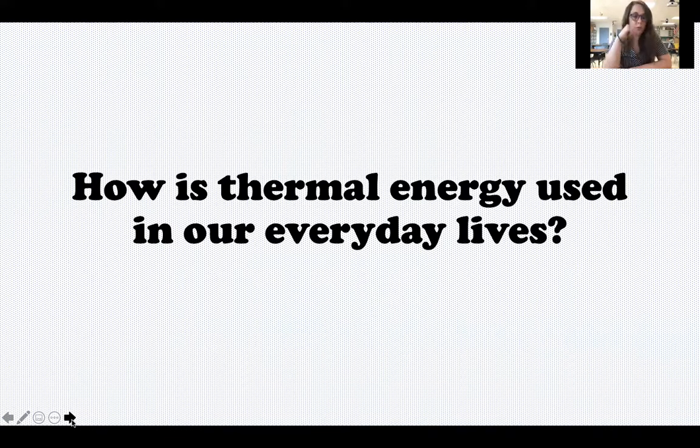How is thermal energy used in our everyday lives? So quickly think about some different ways we use heat or things we rely on heat for. See what you can come up with. There are many ways that we use thermal energy. Here are a few I thought of.